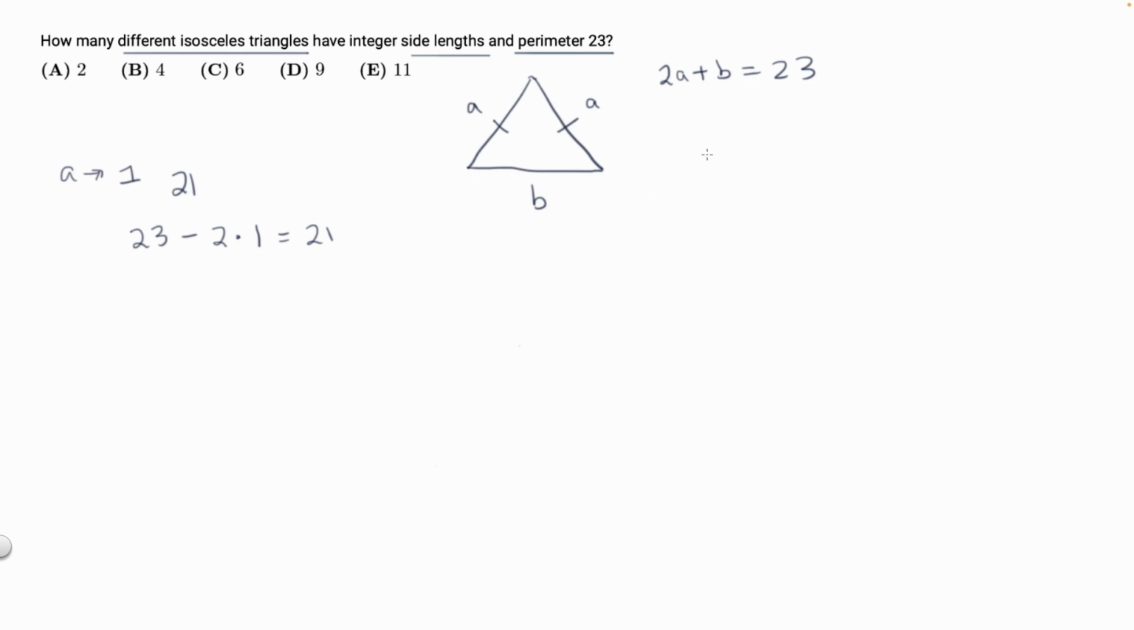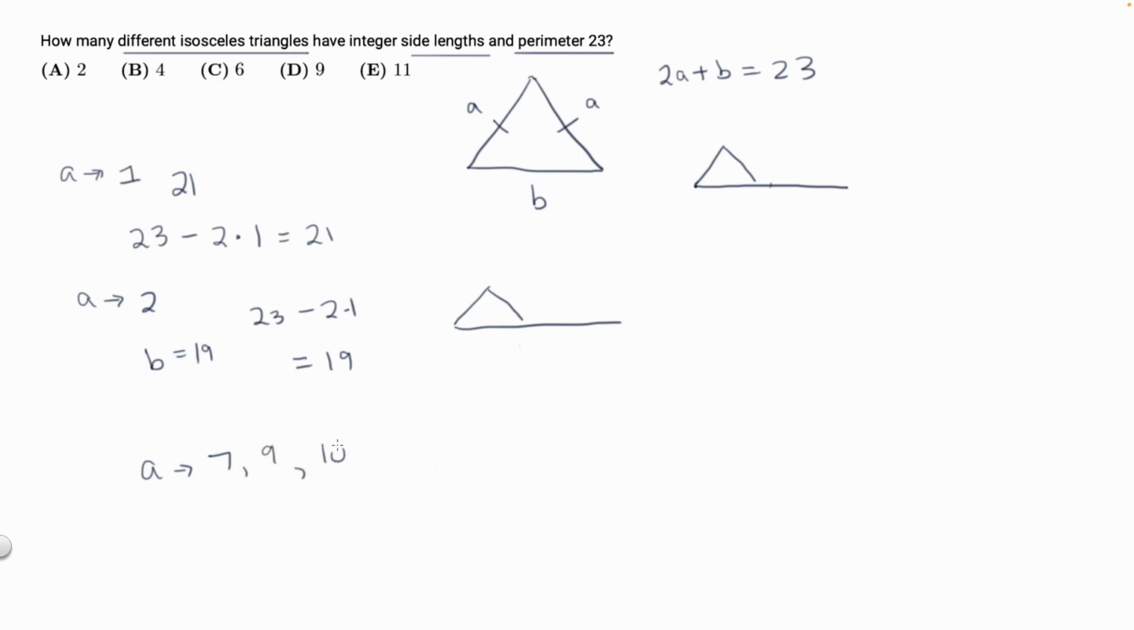But this doesn't work because if we draw the triangle out with A as 1, we have a very small side A and a very large side B, and this does not form a triangle. So 1 as A does not work. If we have A as 2, then B would have to be 19, since 23 minus 2 times 2 is 19. This also doesn't work, since we would have two short side lengths and another long third side, and this is not a triangle.